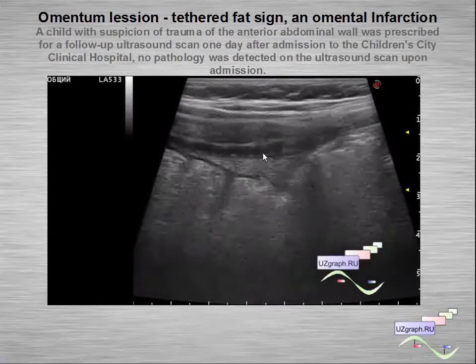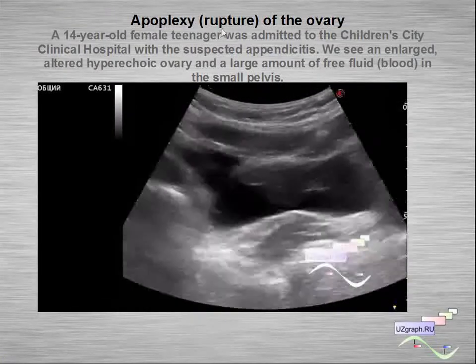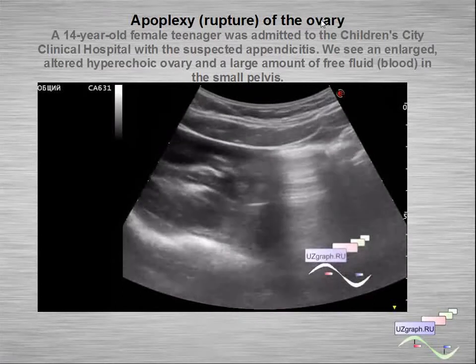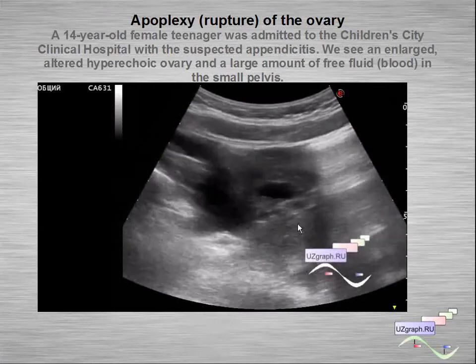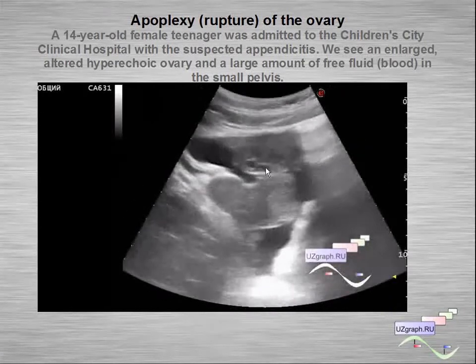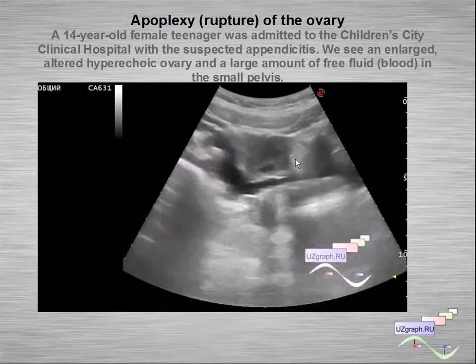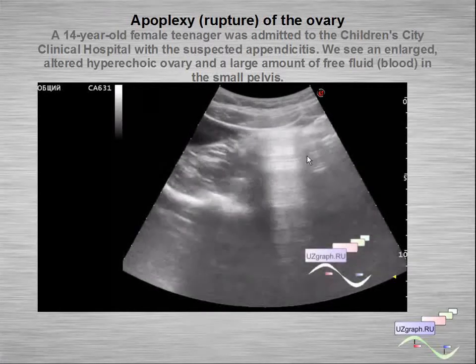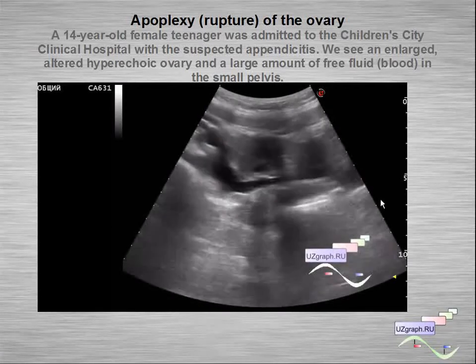In another case, it's ovarian apoplexy, rupture of the ovary. We can see a lot of free fluid here in the pelvis. We can see the altered ovary structure, hyperechoic ovary. So, classical echo pattern.